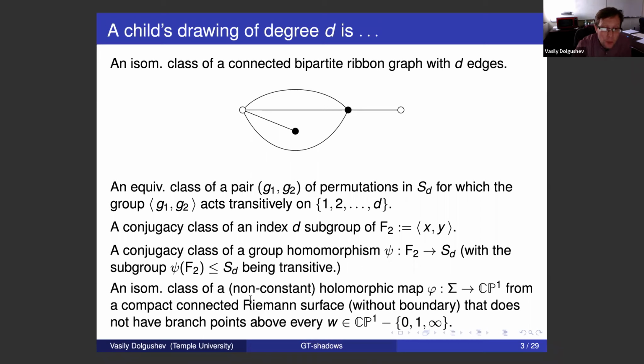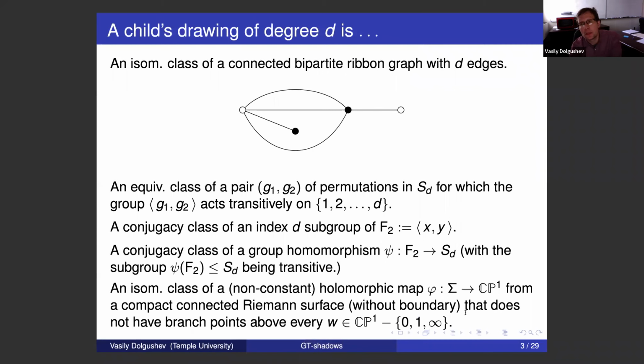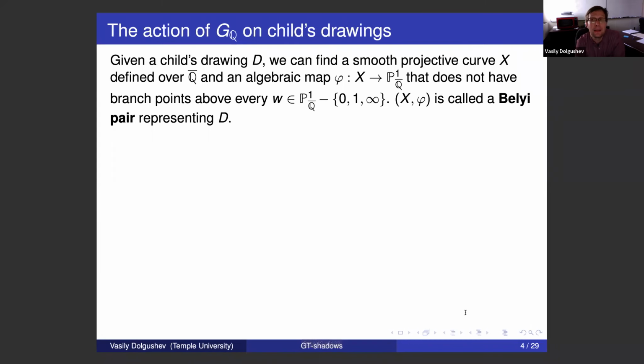So, some geometry: equivalently, a child's drawing of degree D can be defined as an isomorphism class of a non-constant holomorphic map phi from a compact connected Riemann surface without boundary. And I assume that this map does not have branch points above every w in the complement of 0, 1, and infinity. So that's what we have. And actually, the third model is the most helpful if I want to define the action of G_Q, the absolute Galois group, on child's drawings.